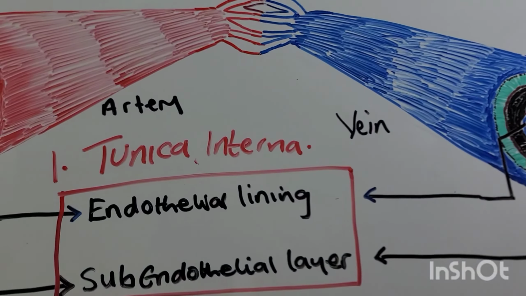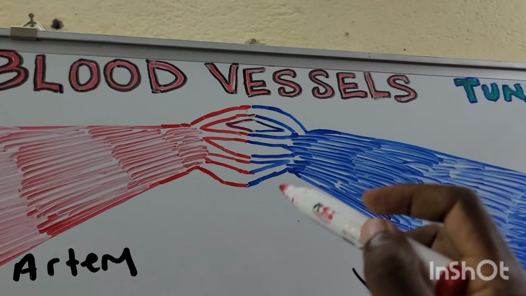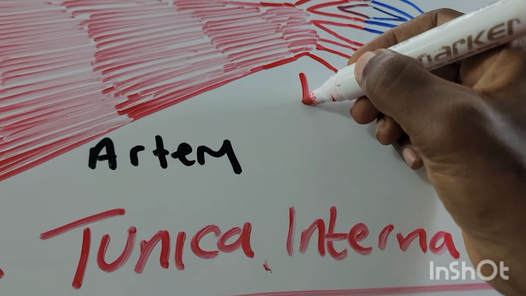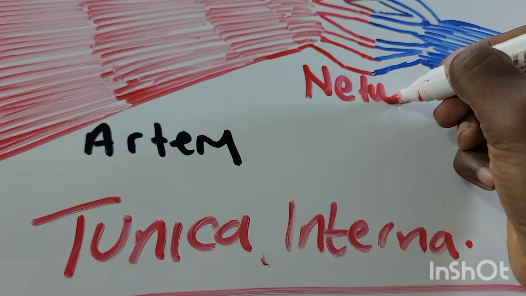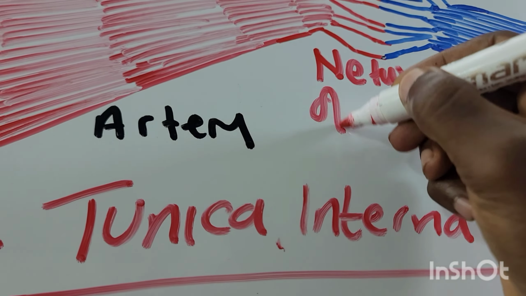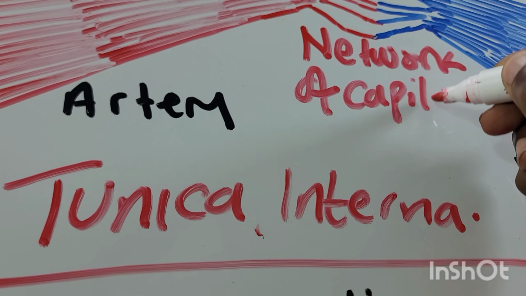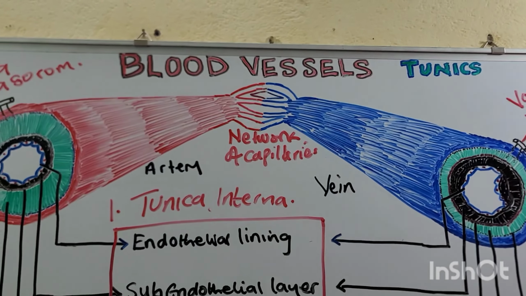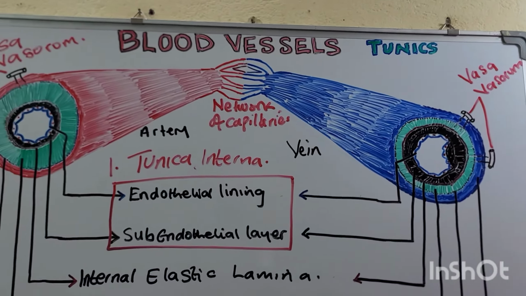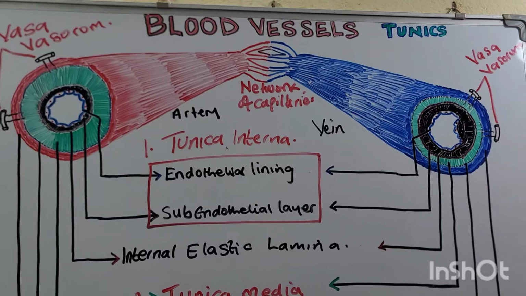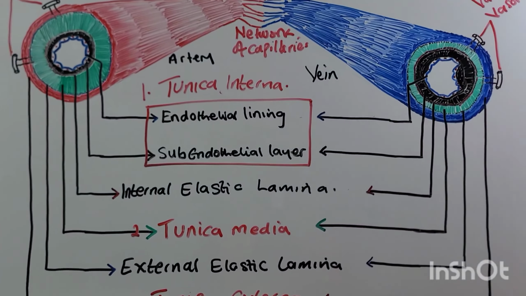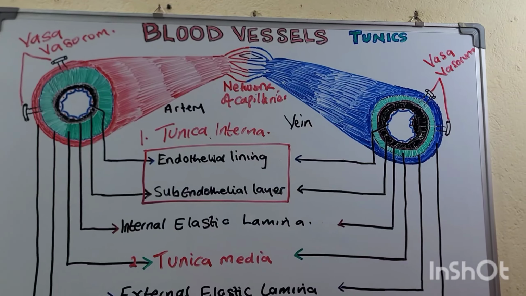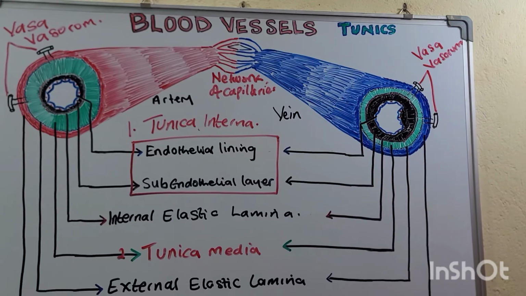To finish it all, in the center here, we are also going to have a network of blood capillaries. We said that the capillaries are located in between the arteries and the veins. That briefly covers, in the simplest way possible, the tunic layers of the blood vessels.